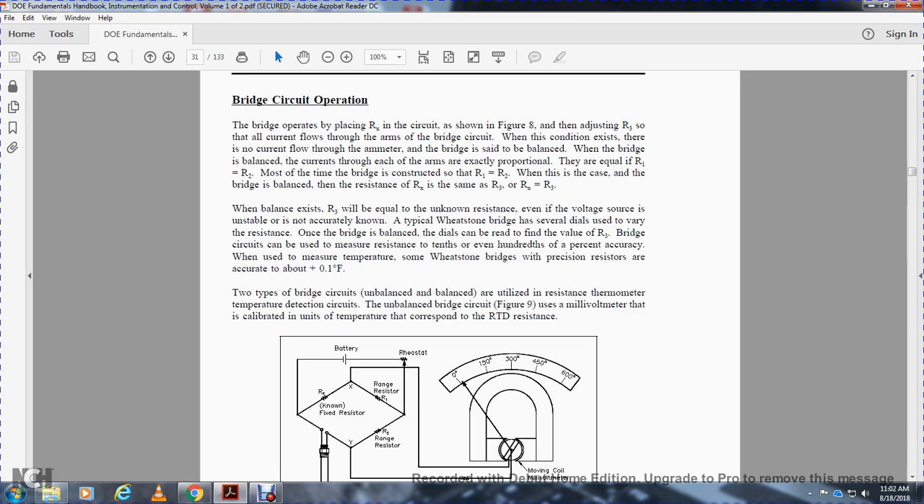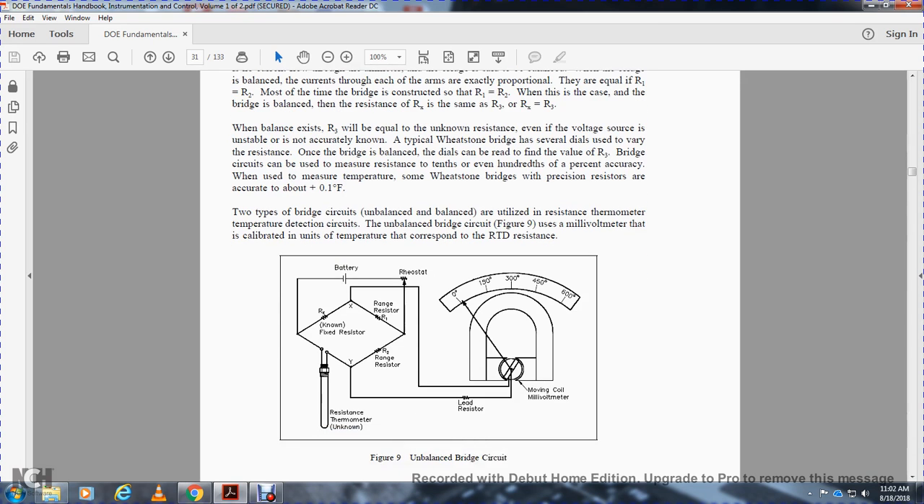Two types of bridge circuit, the unbalanced and balanced, are utilized with the resistance thermometric temperature detection system. Detection circuit, the unbalanced bridge circuit: figure 9 shows a millivoltmeter calibrated with the temperature corresponding to the resistance temperature detector resistance. Figure 9 shows the unbalanced circuitry with the resistance thermometer, the unknown resistance in the resistor bridge, with current going from the battery through X and Y.